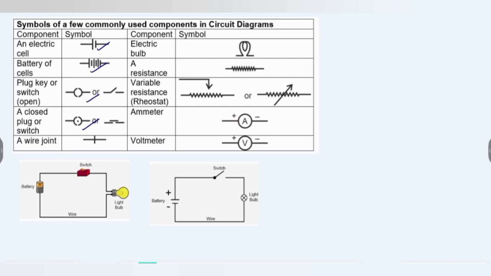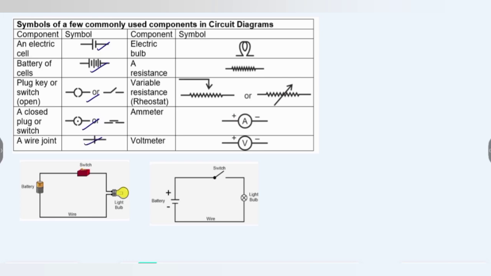You should know the functioning of all these components in the circuit. The first one is the battery. What will the battery do? It gives energy to the circuit. It is called the source of energy in the circuit. And the second one is used to open the circuit or to close the circuit. When you open the switch, the circuit will be open. When you close the switch, the circuit will be closed, so that electricity will pass through the circuit. Next one, joint. This is a wire joint.